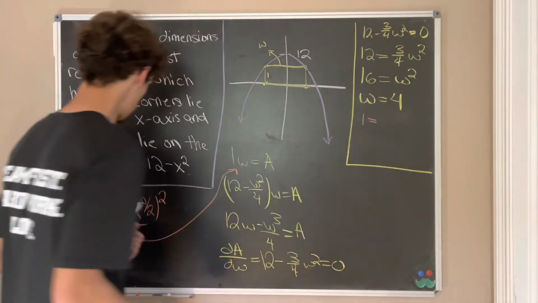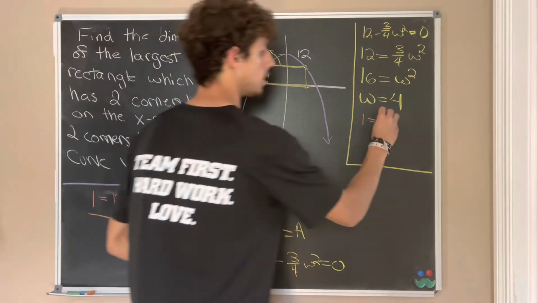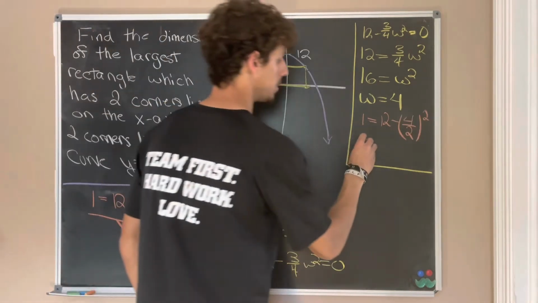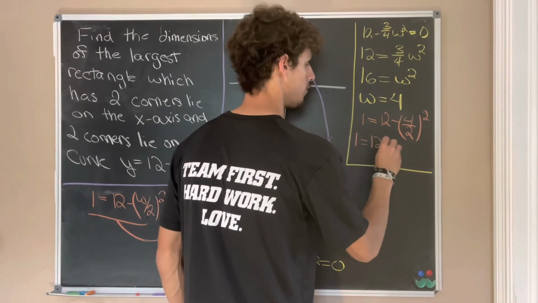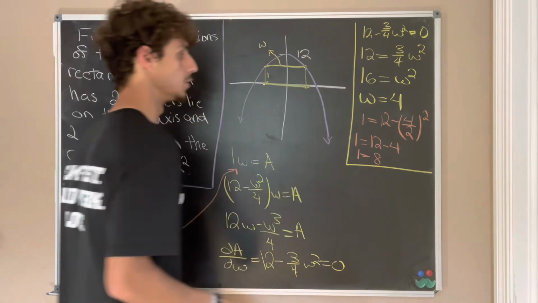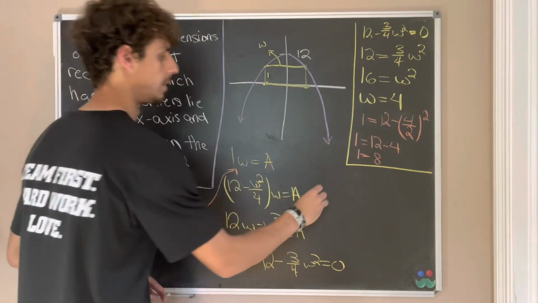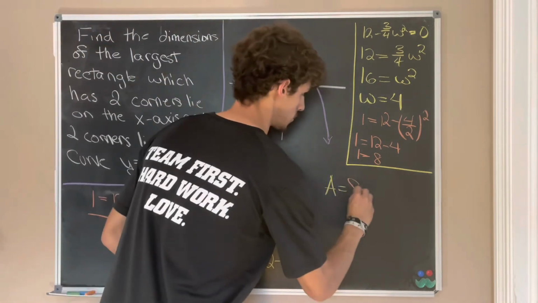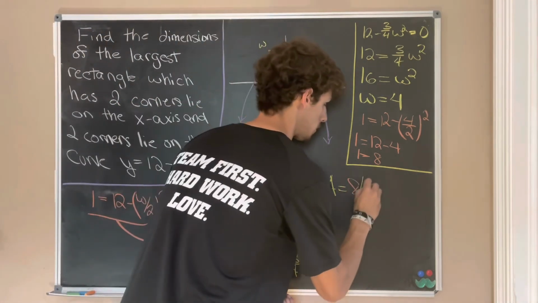But now if we plug this W value back into this equation, we'll find that the length is equal to 12 minus (4 over 2) all squared. But now we have length is equal to 12 minus 2 squared, which is 4, or the length is equal to 8. So we know that the maximum area occurs at length 8 and width 4. So that's going to be 8 times 4.